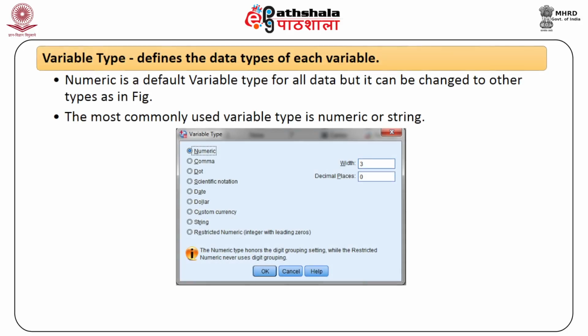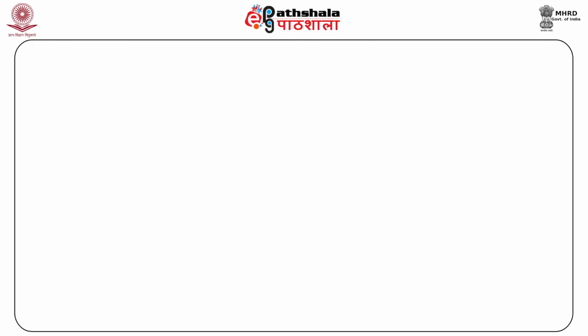Variable type defines the data types of each variable. Numeric is the default variable type for all data, but it can be changed to other types as in the figure. The most commonly used variable types are numeric or string.